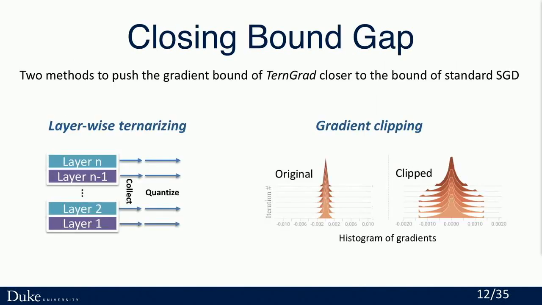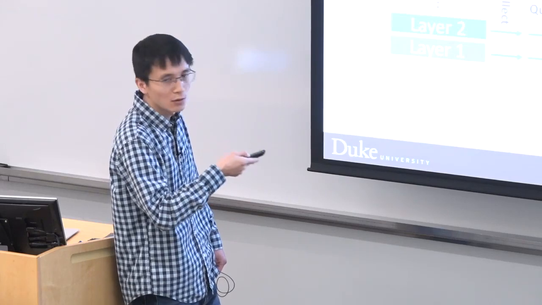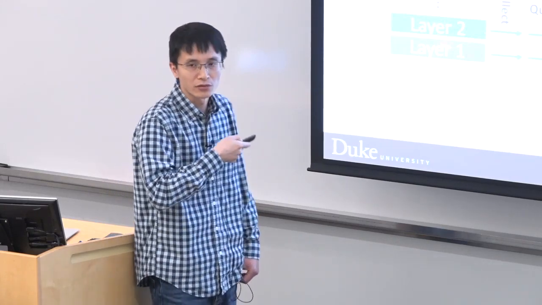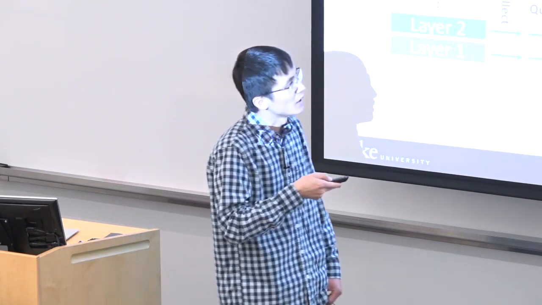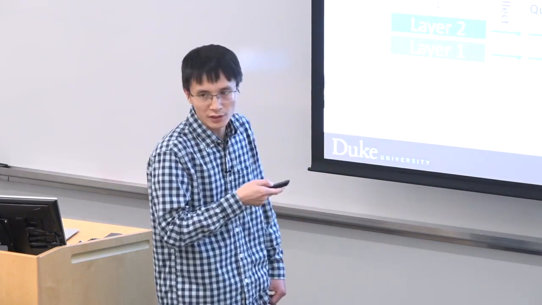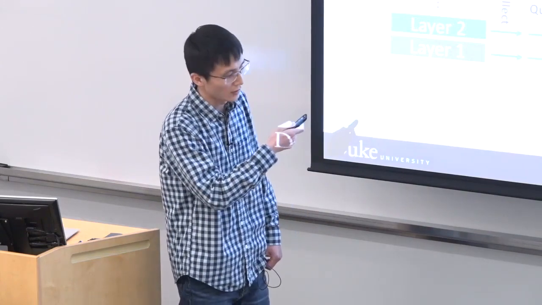But we propose some tricks to make those two bounds closer to each other. One is layer-wise ternarization. We do it layer-wise because different layers have different distributions. We also do gradient clipping to limit the range of the gradients. But the details are in the paper.